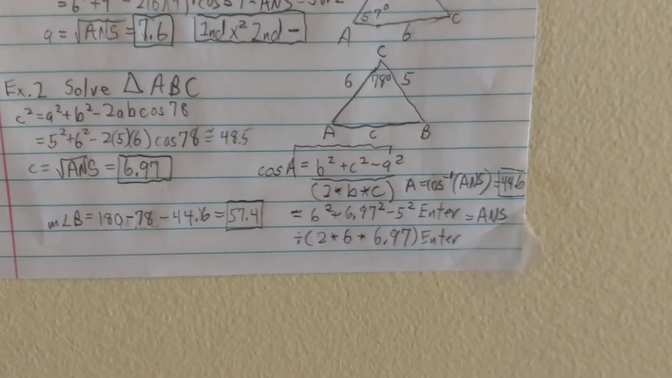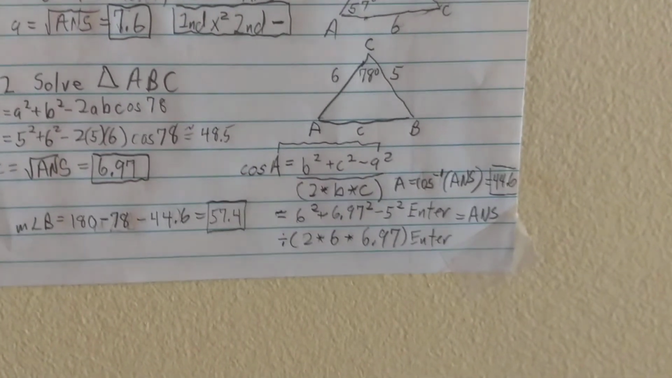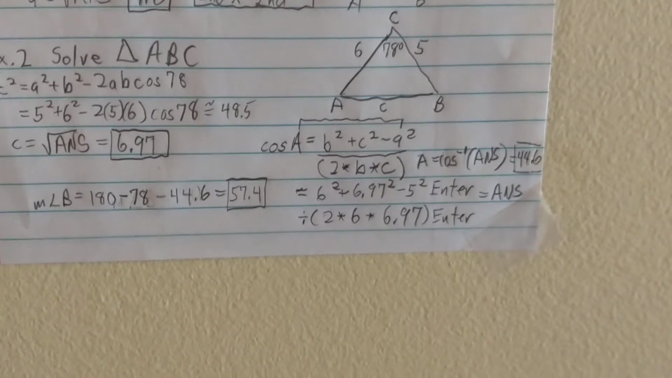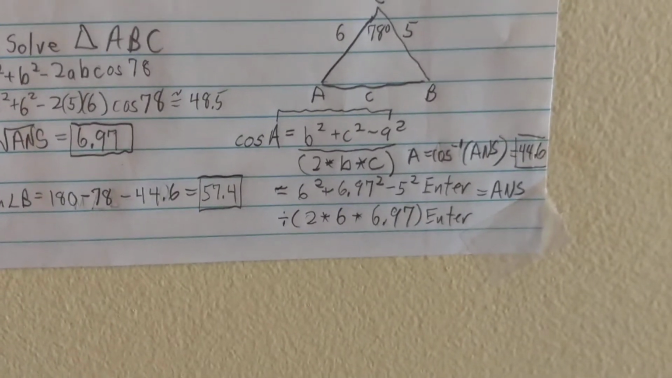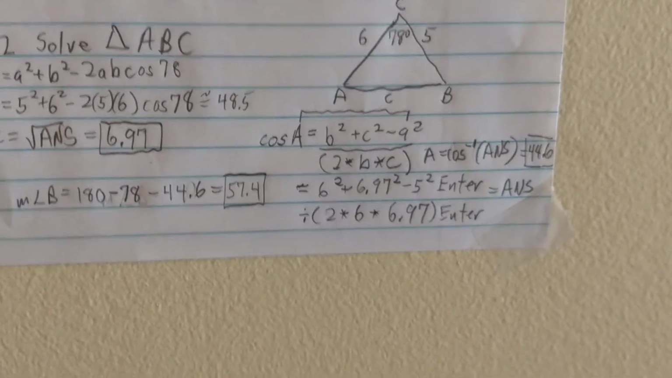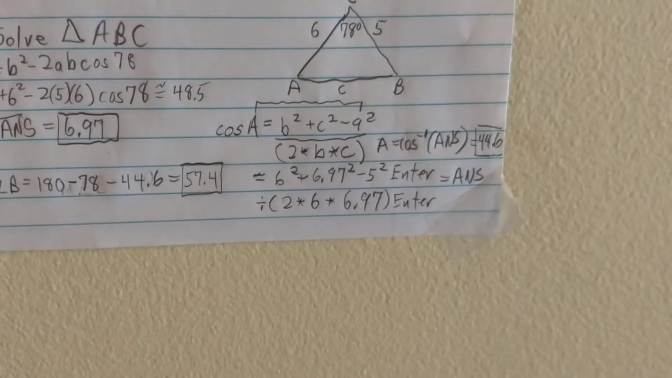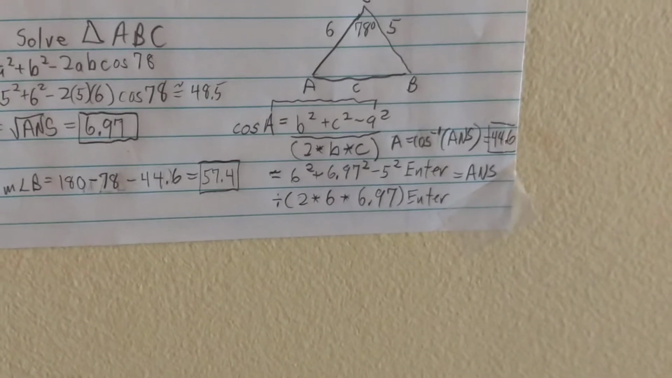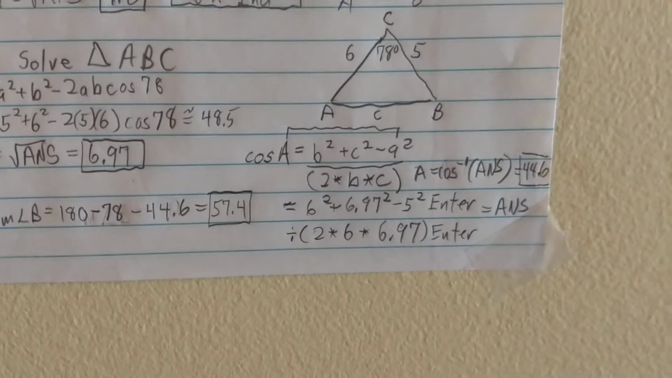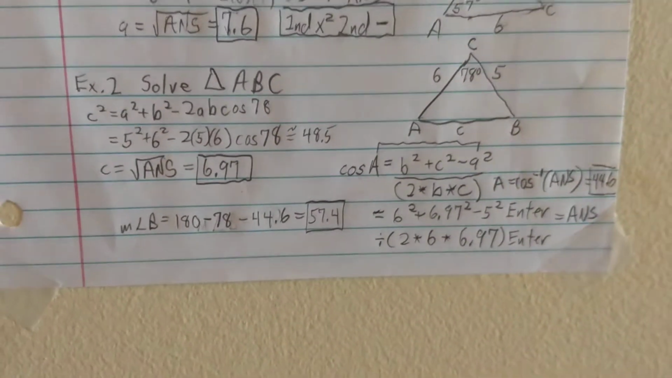And so we plug in 6 squared plus 6.97 squared minus 5 squared, and we hit enter on that top line. Then we divide by parentheses, and ans will come up before the divide: ans divide parentheses 2 times 6 times 6.97, enter, and then we'll have an answer. Whatever that answer is, we go up to the third line in the corner, second cosine, giving us cosine inverse ans, which is 44.6. And so that's our angle A.